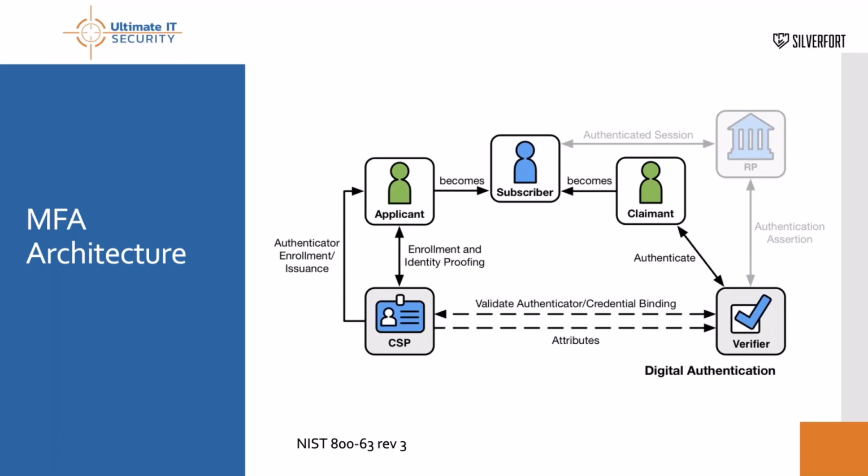When it's applicant, I don't even have MFA. Once I have MFA enrolled with my user ID, I'm now a subscriber to the digital authentication provider. And when I'm trying to log on next time, I'm just a claimant until it validates me and says, oh, you actually are the subscriber. Okay, you are the owner and the user of the credential. Cool. So all three of those are the same thing. It's just what role are they playing at which point in time. And then there's a session that's established.